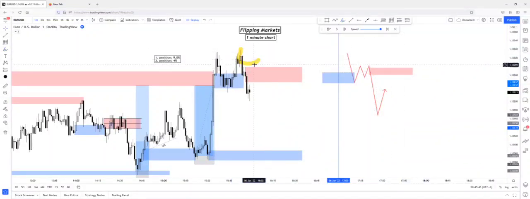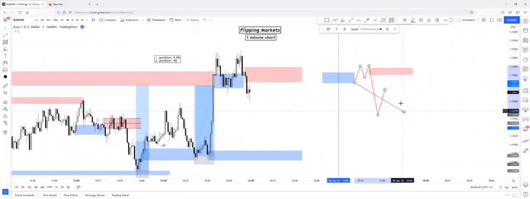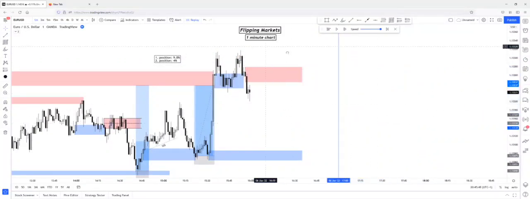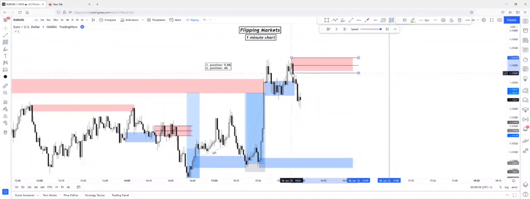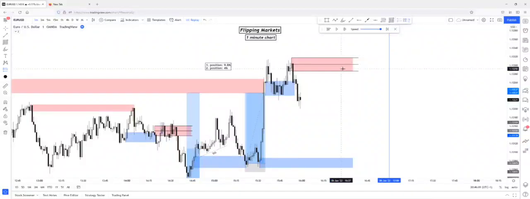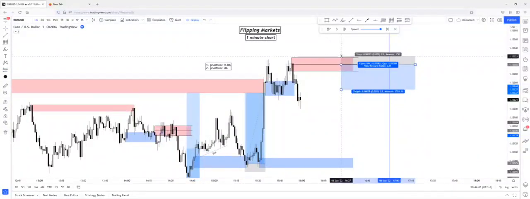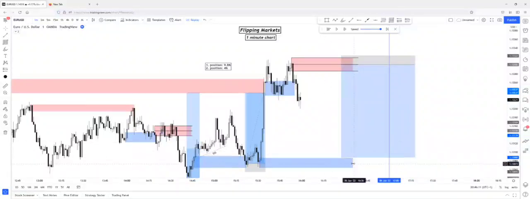So in this case, let me just remove this drawing. I will use the extreme zone, so this one, because it has liquidity, as you can see. And let's see the 50% entry in this case. With a 50% entry, it covers the whole zone. And we could target this downside zone, this downside demand zone.